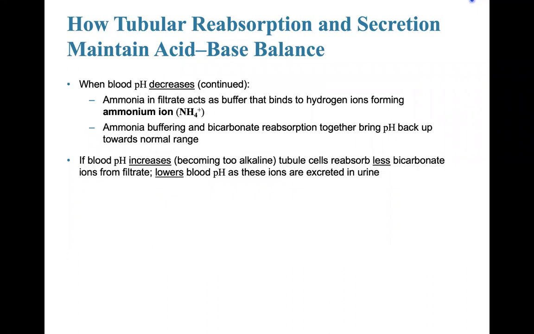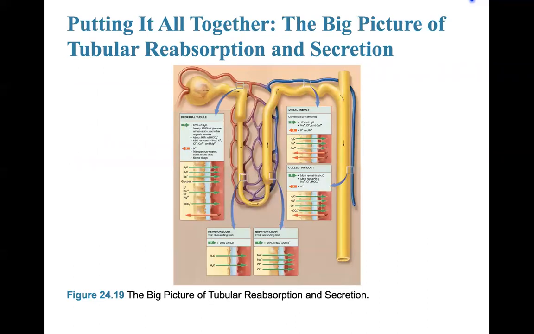When blood pH is low, ammonia in the filtrate acts as a buffer that binds to the hydrogen ions, forming ammonium ion. Ammonia buffering and bicarbonate reabsorption together bring pH back up towards a normal range. If the blood pH increases, becoming too alkaline, the tubule cells will reabsorb less bicarbonate ions from filtrate, and this lowers the blood pH as these ions are excreted in the urine.